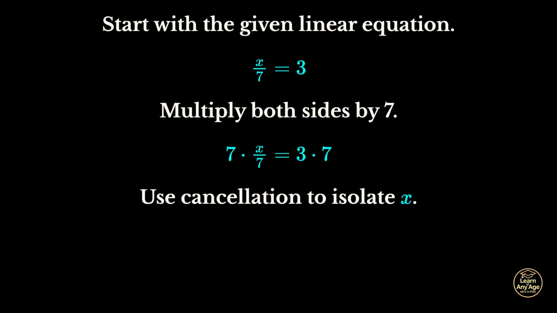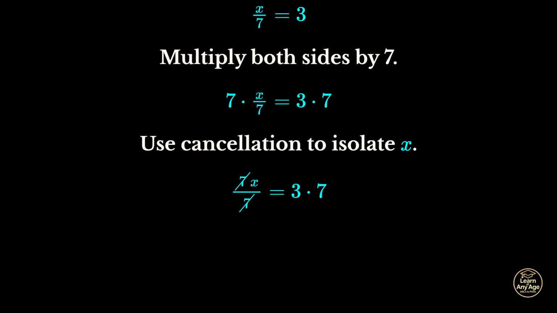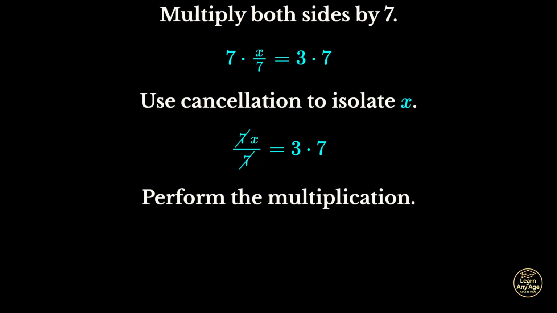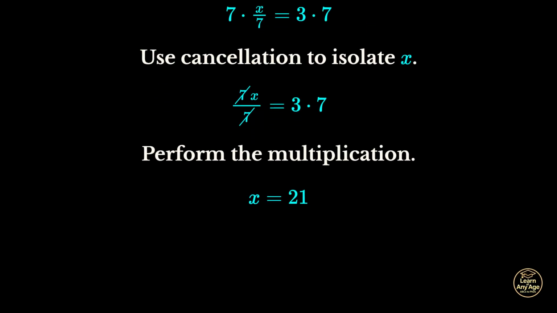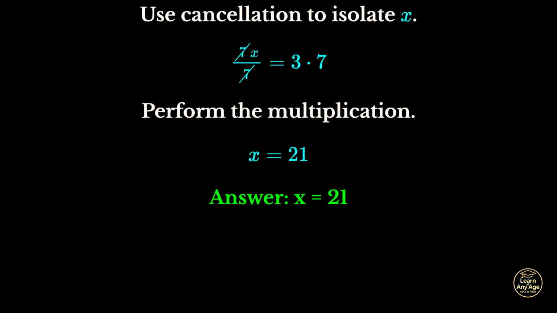Use cancellation to isolate x. The 7 cancels out, x over 7 cancels out, equals 3 times 7. Perform the multiplication. x equals 21. Answer: x equals 21.